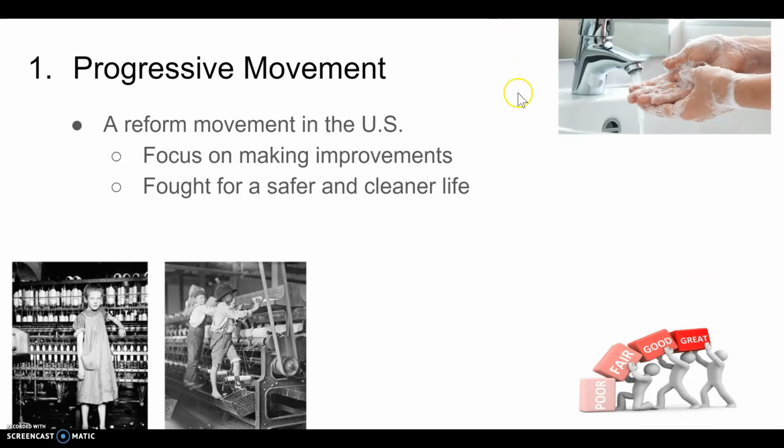So we have some pictures here to help us understand that. We have washing your hands. We have these children that were working in kind of some dangerous places like factories. And then we have this scale thing here. So the progressive movement is going to take a poor life or a poor working condition and transform it into a better life for people.